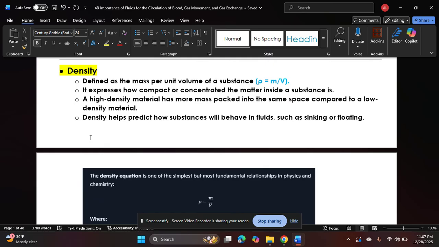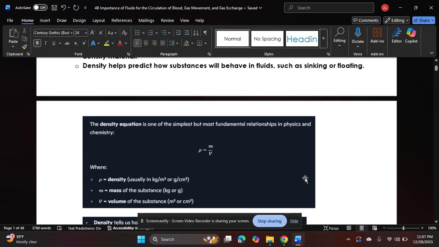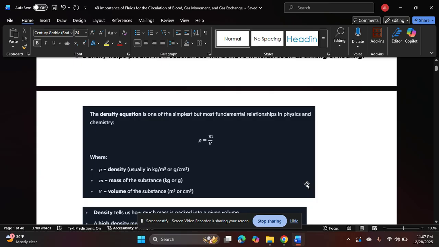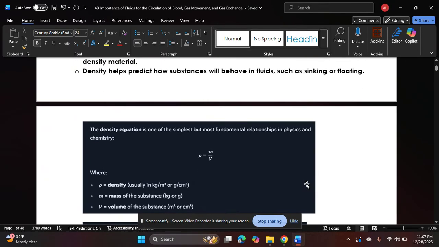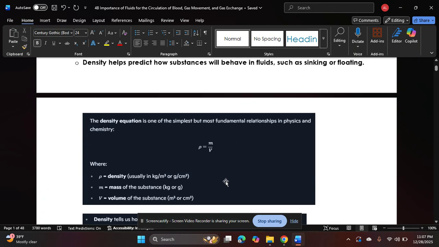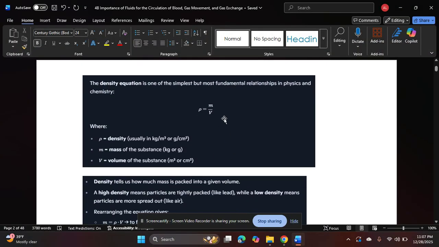Density helps predict how substances will behave in fluids, such as sinking or floating. For example, when a mosquito lands on water, the mosquito would float, whereas if you throw something of high density, like a really big chunk of stone, chances are it's going to sink. The density equation is one of the simplest but most fundamental relationships in physics and chemistry. Rho equals mass by volume. Density is usually measured in kg per meter cubed.